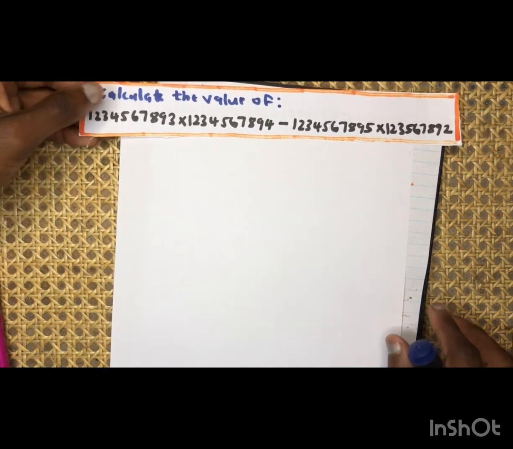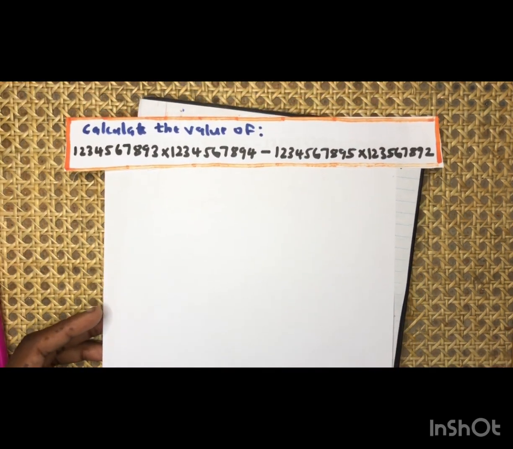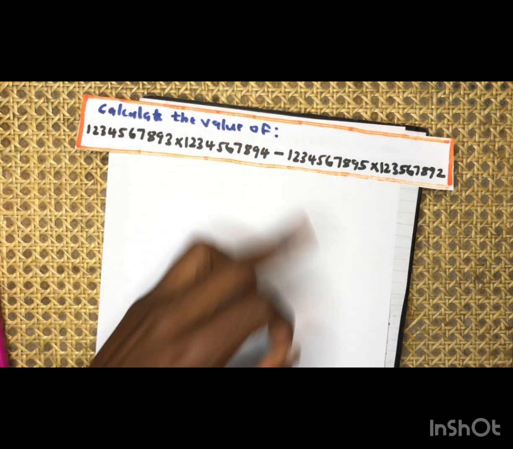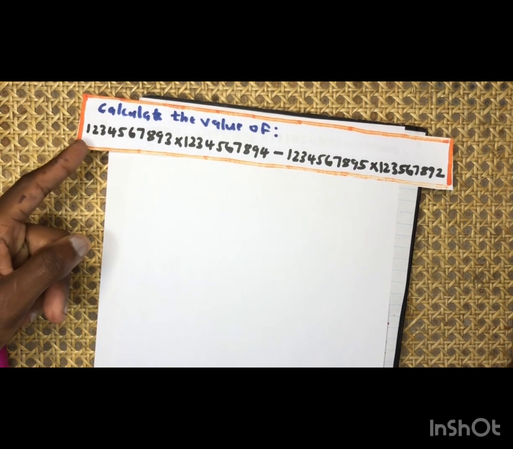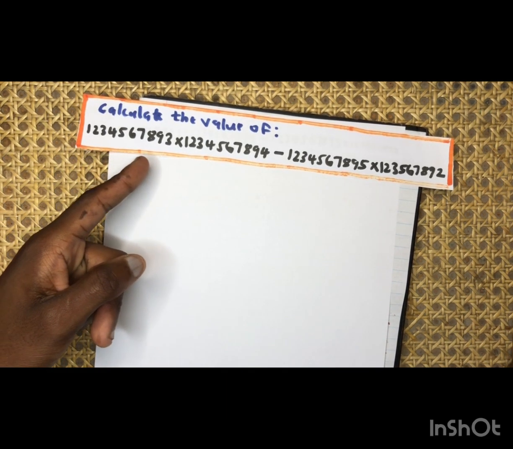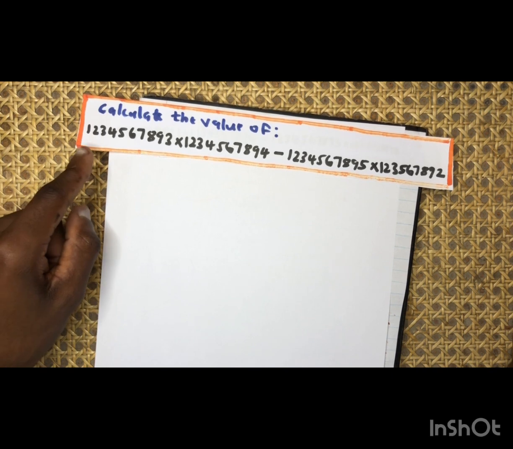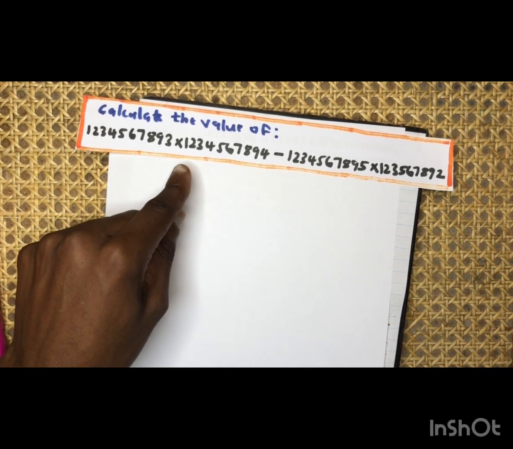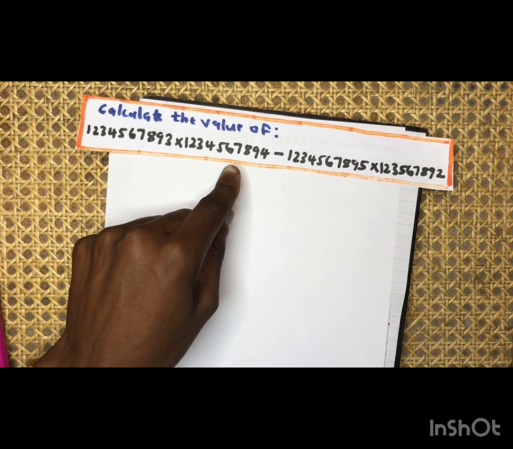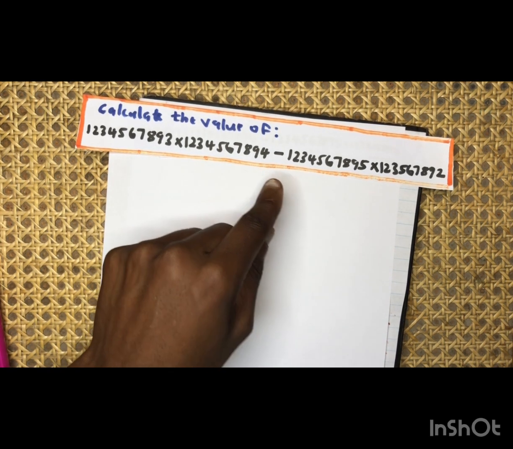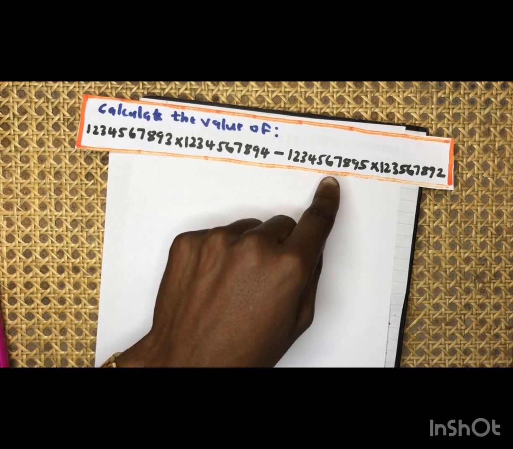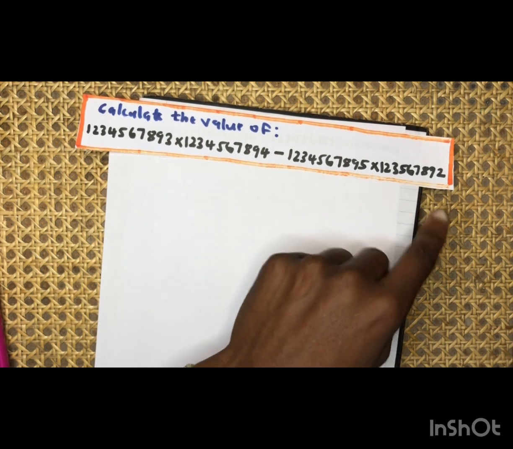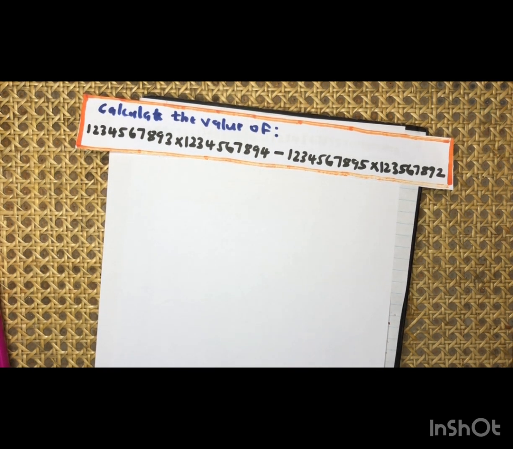This is the long question here, guys. I'm going to try to put it here, but it's similar to this one we just did. So calculate the value of 123456789 times 123456784 minus 123456785 times 123456782.